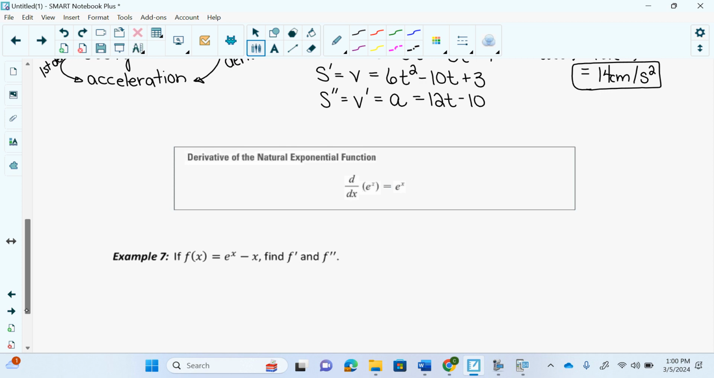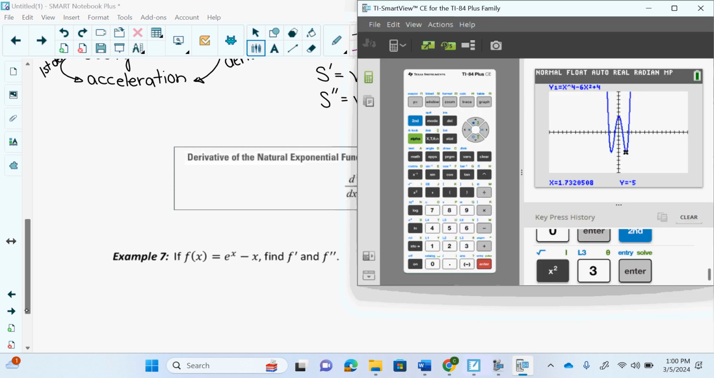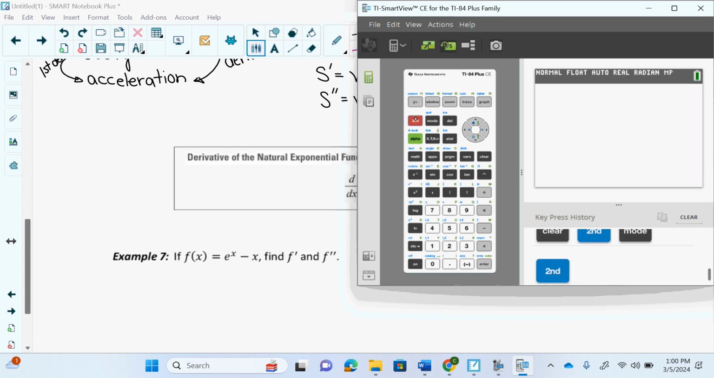Okay. So we're going to talk about the derivative of e to x. I talked about this yesterday. Now, what I want you to do is find out what e to the 1 is. There are two options for how we can do this. We can go second ln, so natural log, ln, log base e, which is e to the x. Second ln of 1. So that is what e is. It's 2.718281828, and it just keeps going.